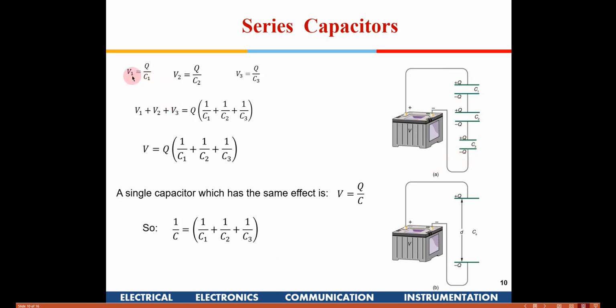So if I write V1 is equal to Q divided by C1, here Q is the same, V2 is Q divided by C2 and V3 is Q divided by C3, and if I add these three voltages, V1 plus V2 plus V3, I can take Q common, so 1 by C1 plus 1 by C2 plus 1 by C3, and these three voltages together I can indicate by the applied voltage V. So if I equate this with an equivalent capacitance, Q by C, I can write 1 by C is equal to 1 by C1 plus 1 by C2 plus 1 by C3.